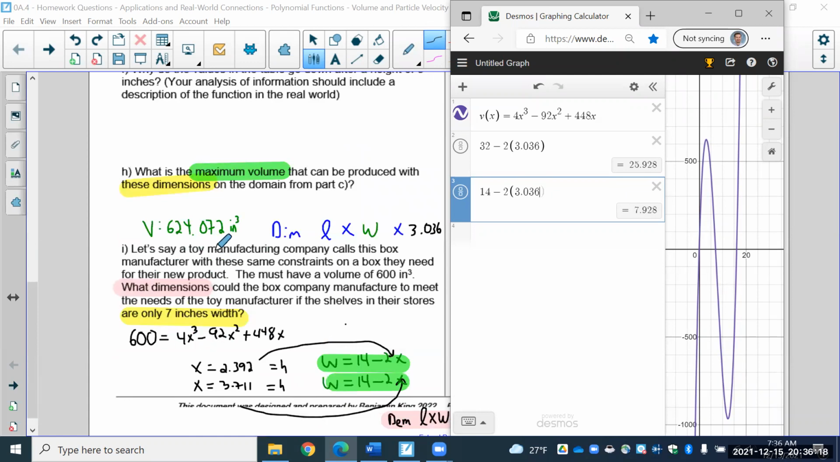So the last question says, hey, a toy manufacturer wants you to make a box that has 600 inches cubed to put in a new toy. What dimensions do you need to tell them the box would be if their shelves are 7 inches?